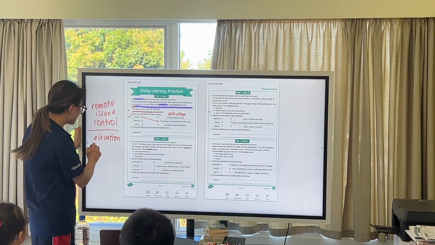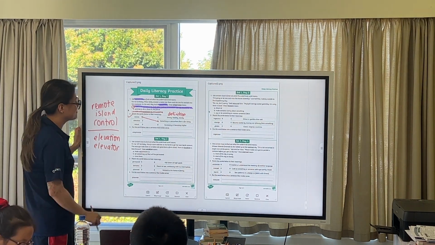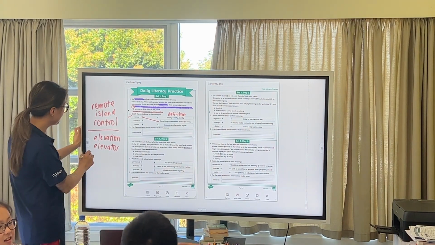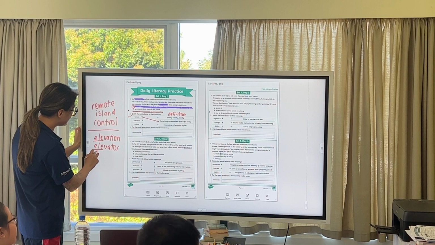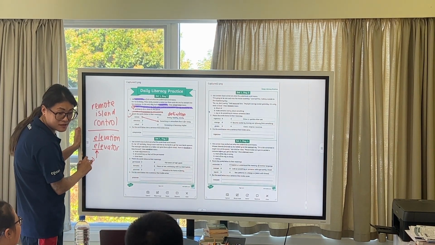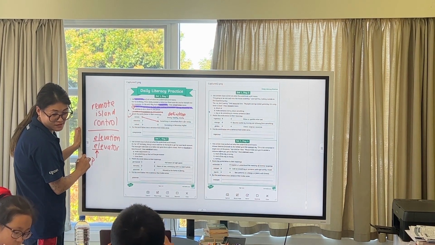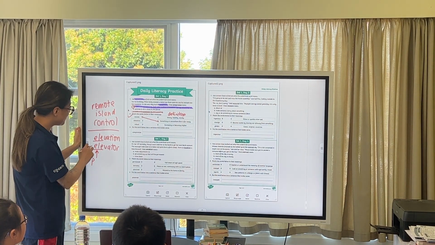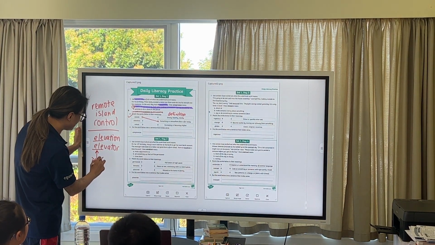Have you heard of the word elevator? Yeah? What's that? It's like this thing where you go up, like hotels have one. Yeah, so elevation and elevator have the same... I want you to write this down, please. Wait, what did I write? Where there is space. Or do I write the remote island? Yes, that would be great. But elevator and elevation have the same prefix.